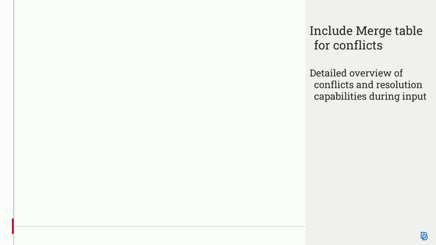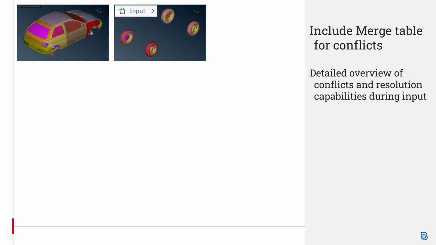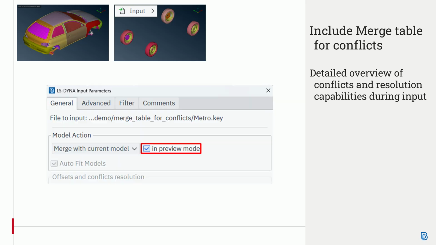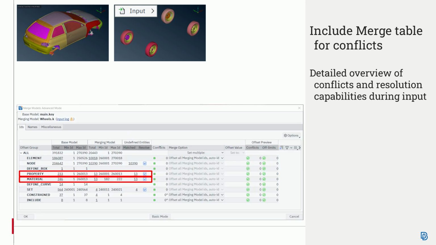A new mode is introduced to enable detailed conflict view when merging a new include file to an existing model. This mode can be enabled by the In Preview Mode checkbox next to the Model Action selection in the Input Parameters window. This opens the Merge Models windows. These windows allow users to easily and efficiently overview all detected conflicts as well as select their desired way to manage them.